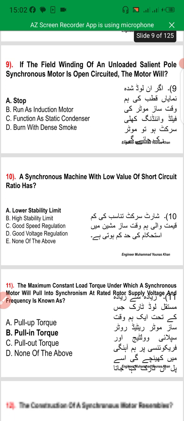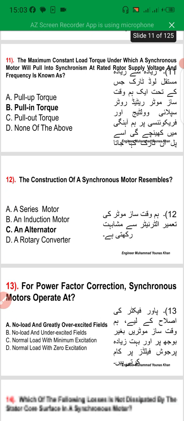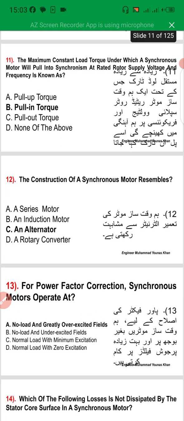If the field winding of an unloaded salient pole synchronous motor is open circuited, the motor will stop. A synchronous machine with a low value of short circuit ratio has a lower stability limit. The maximum constant load torque under which a synchronous motor will pull into synchronism at rated rotor supply voltage and frequency is known as pull-in torque.